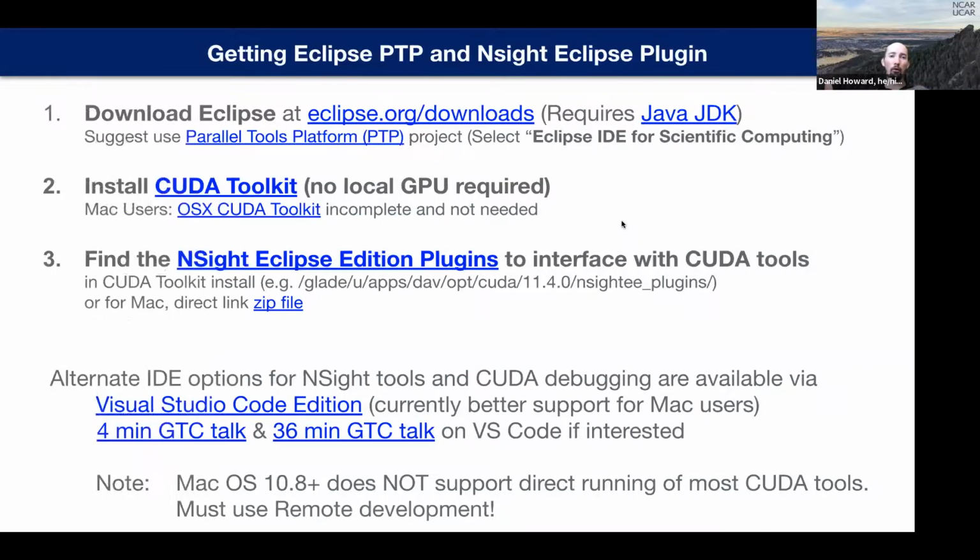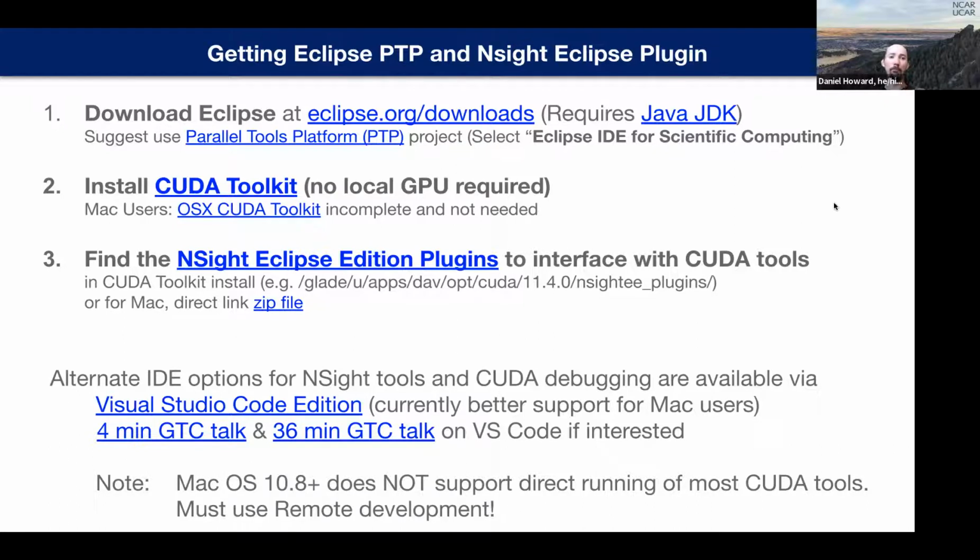So just to go over getting it set up, you can download Eclipse at eclipse.org/downloads. It will require the Java development kit, because Eclipse is written in Java essentially. So if you have a Mac, you might be required to navigate that process, though the installer itself does include a process to install it for you. I suggest using the Parallel Tools Platform, as that is specifically meant for scientific development. So if you go download the Eclipse installer, it'll give you an option to select different flavors of Eclipse, and I would suggest looking for the Eclipse IDE for scientific computing, which is essentially this PTP platform.